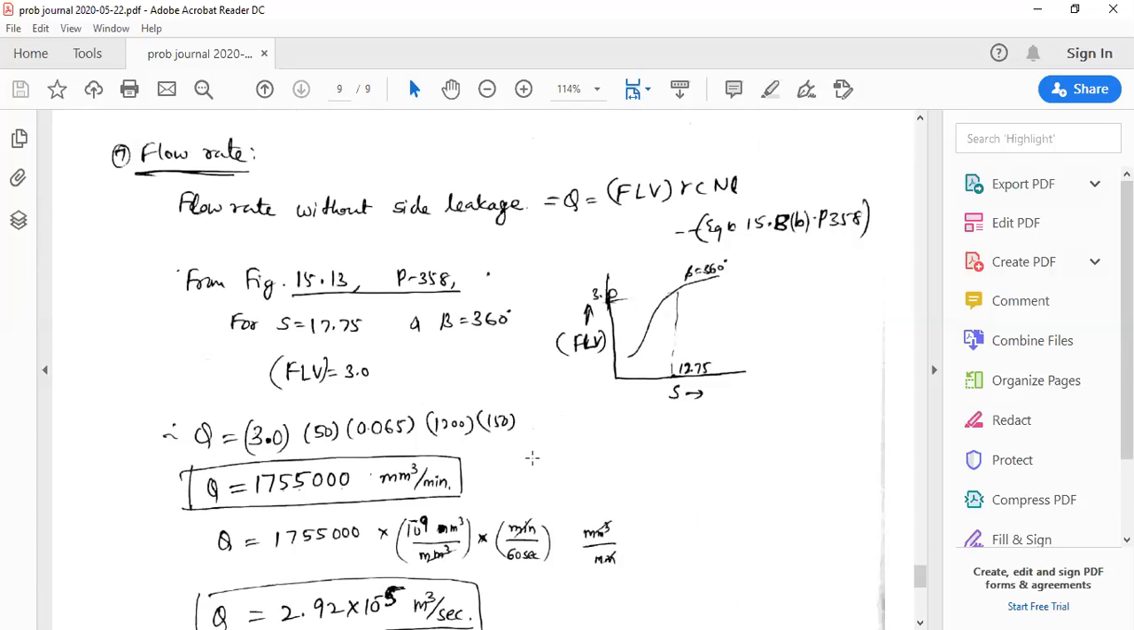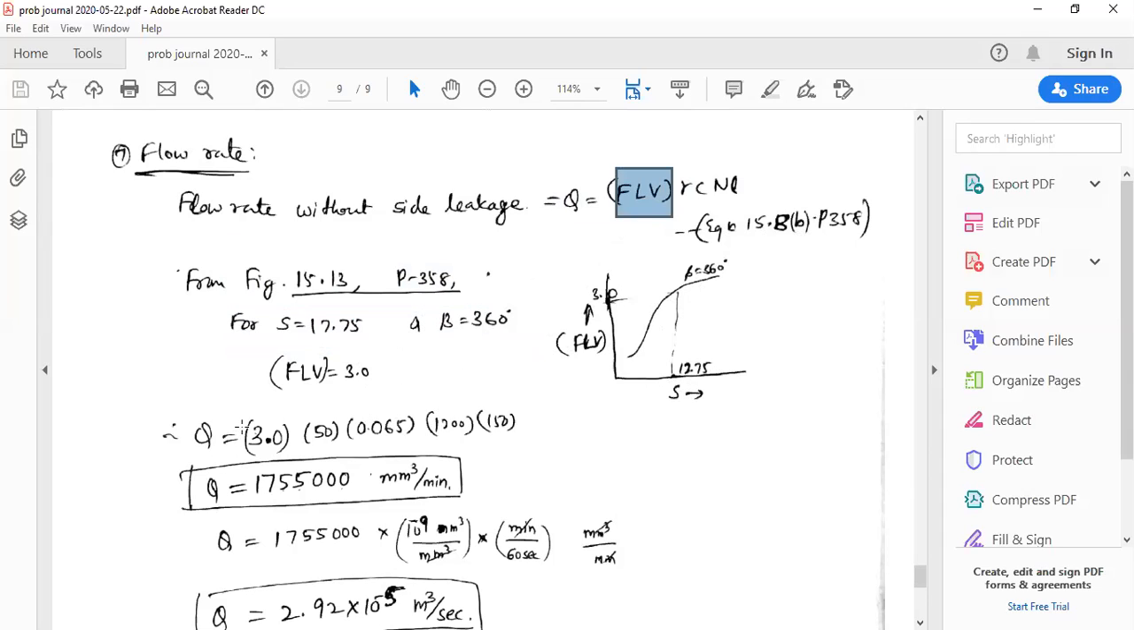Next, we have to go for the calculation of flow rate. So flow rate is again calculated by assuming there is no side leakage. Without side leakage, that is Q is equal to FLV into RC into NL. So equation number 15.8b, page number 358. So here also with respect to Sommerfeld number, which is calculated in the previous step, that is 17.75, and beta equal to 360 degrees, if you refer to figure number 15.13, page number 358 of the data handbook, the value of FLV, that is flow variable, is 3. So this flow variable value is noted from the graph, that is figure 15.13, with respect to S and beta value.